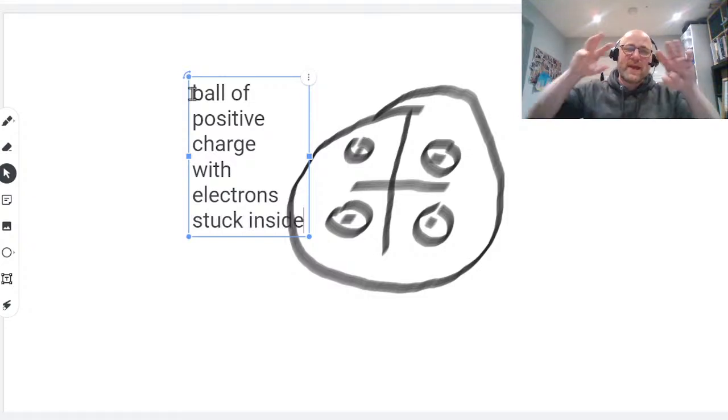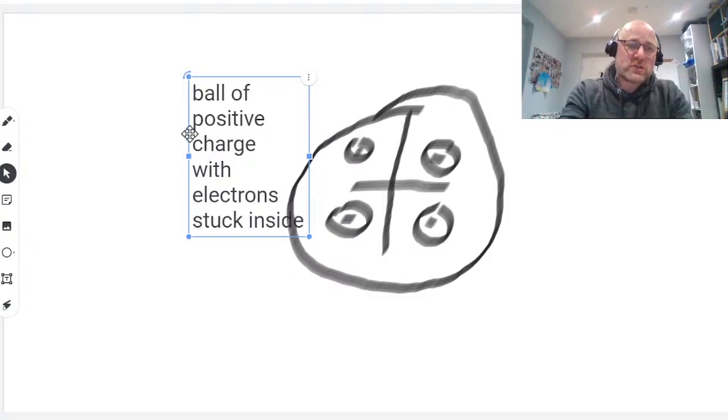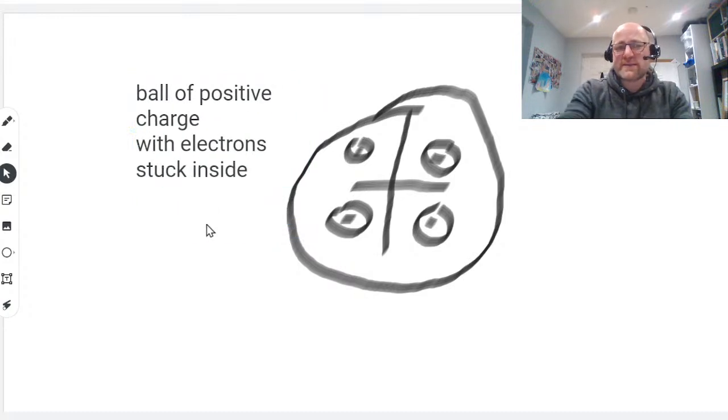You've got to imply that the electrons are not moving, so it's not the correct model. We know nowadays that electrons are moving about like flies around a dog poo. They're whizzing about like that. So this is the plum pudding model, ball of positive charge with electrons stuck inside it. What do you need to know?